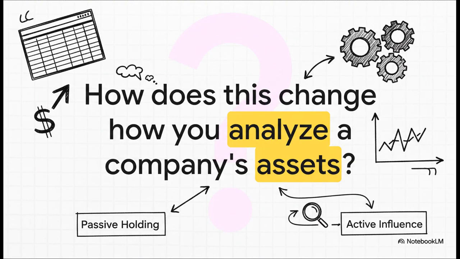So I'll just leave you with this to chew on. The next time you're looking at a company's balance sheet and you see a big investment line item, you can ask a smarter question. Is that just a passive stock holding, or is it a dynamic relationship reflecting real influence, with its value changing every single quarter? It adds a whole new dimension to your analysis.